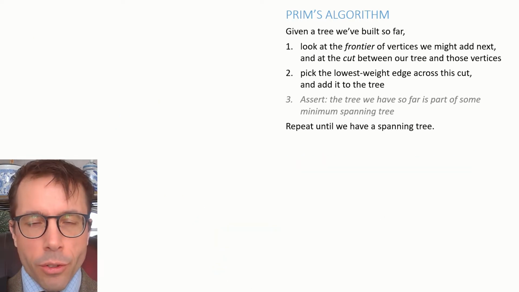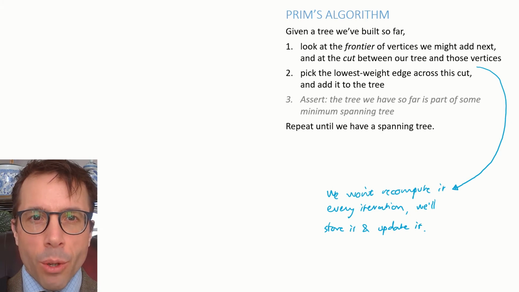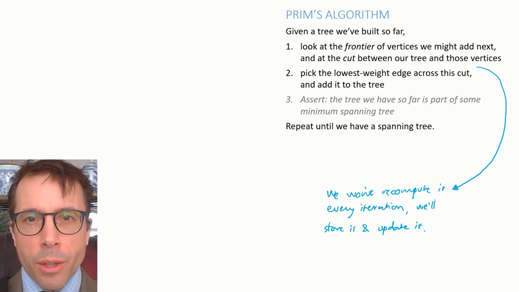Now, let's turn this into code. It'd be pretty daft to implement it directly as I've stated here. We don't need to recompute the frontier on every iteration. All we have to do is update it based on the edge we just added.